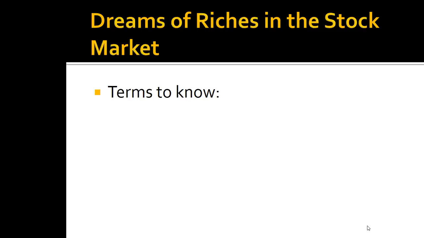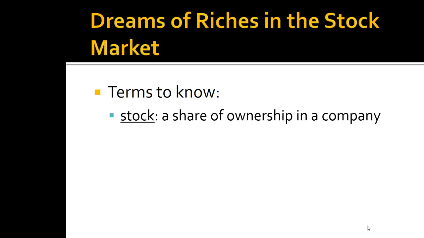Stock is defined as a share of ownership in a company. So when you buy stock, you are essentially buying a unit of ownership in a specific company, okay? And if that company grows and you have stock in that company, then your money grows with it. If that company falls, then the value of your stock declines. That is how the stock market is an investment.